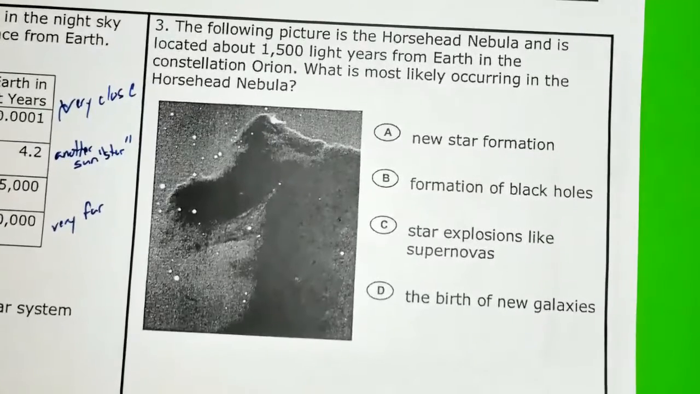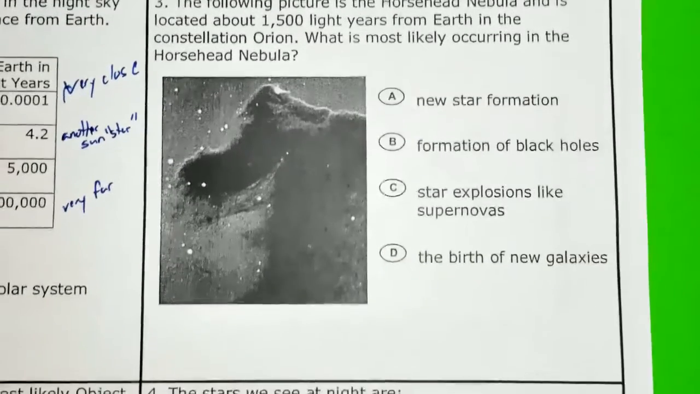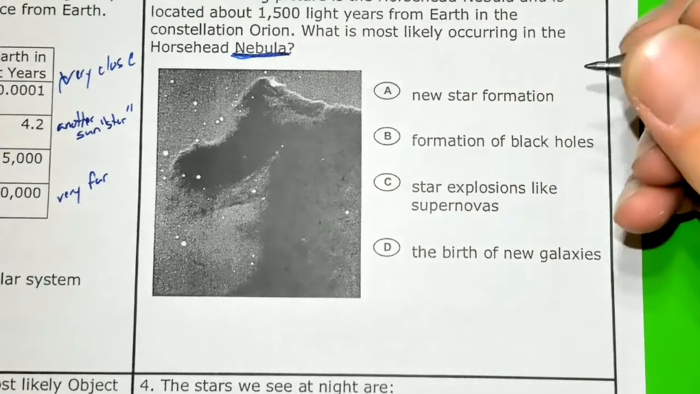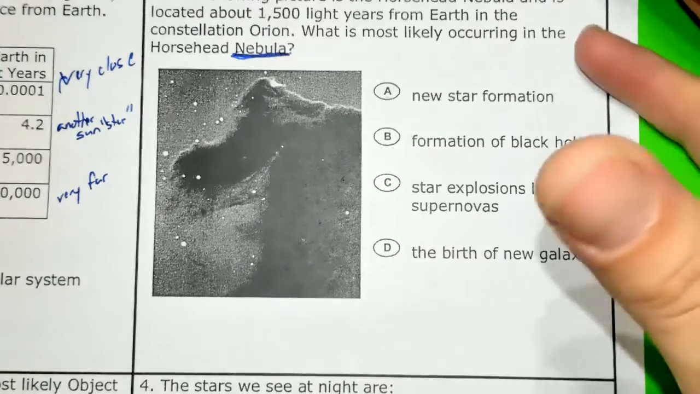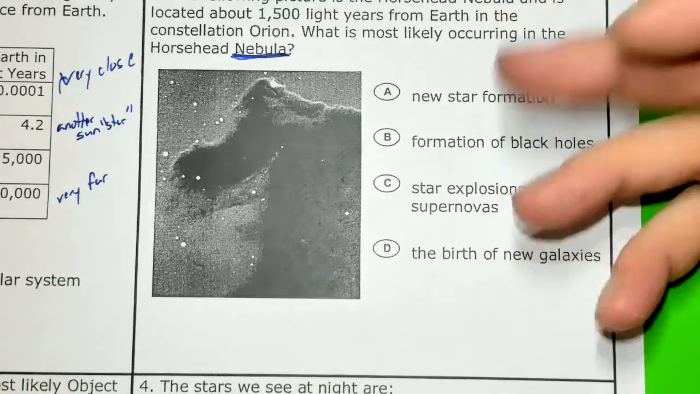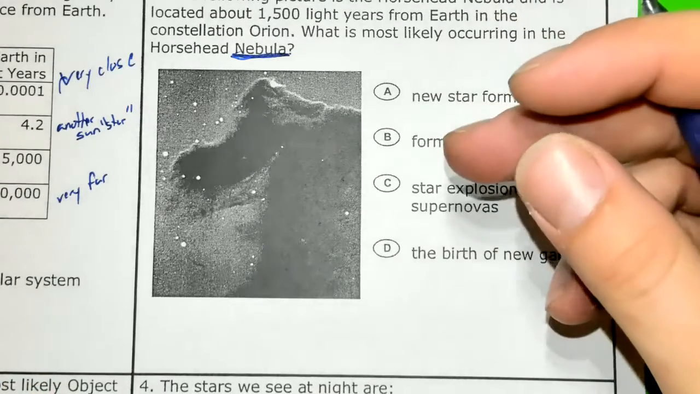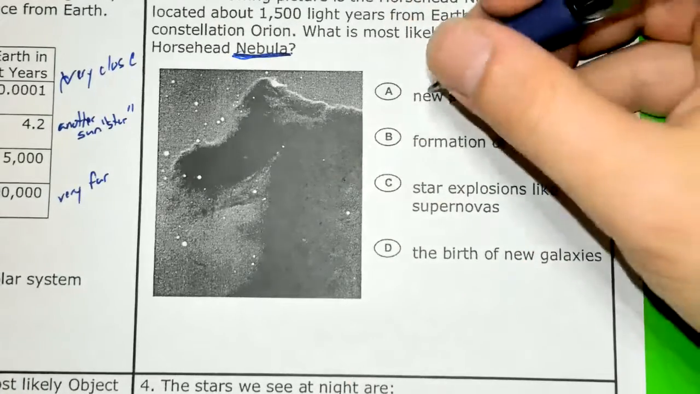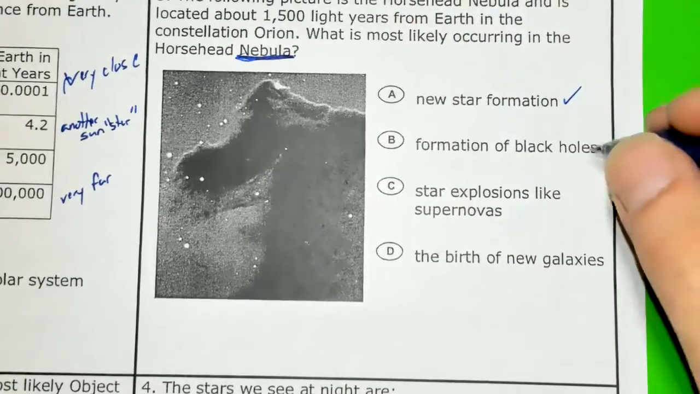Number 3, it's asking us, the following picture is the Horsehead Nebula. It's located 1,500 light years away. What is most likely occurring in the Horsehead Nebula? Well, we know that nebulas, guys, are step 1 for the formation of a star, right? Because a collection of gas eventually will get large enough to where gravity pulls it together, and it can start to form a star, a sun. So new star formation is probably our best choice.